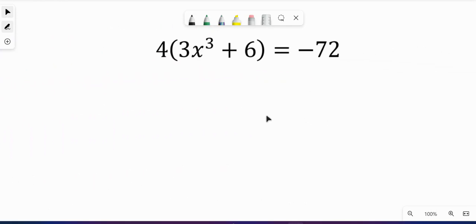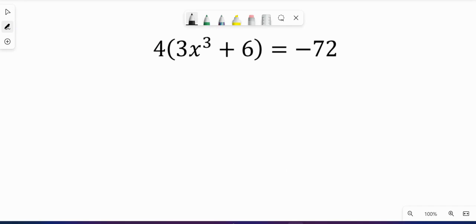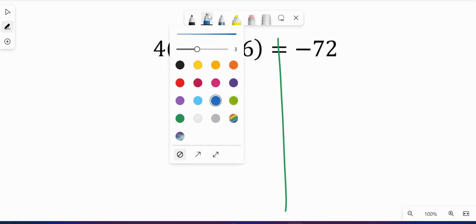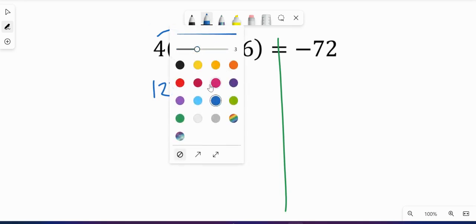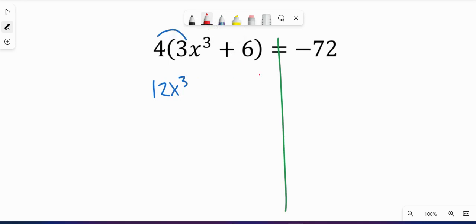All right, let's take a look at one more. Oh, yeah. Got the parentheses here. So I'm going to draw my line down the equal sign. Whenever you have parentheses, first thing I'm going to do, I'm going to multiply, right? 4 times 3x cubed is 12x cubed. And then we do a different color. We do red. 4 times 6 is positive 24. So plus 24 equals -72.